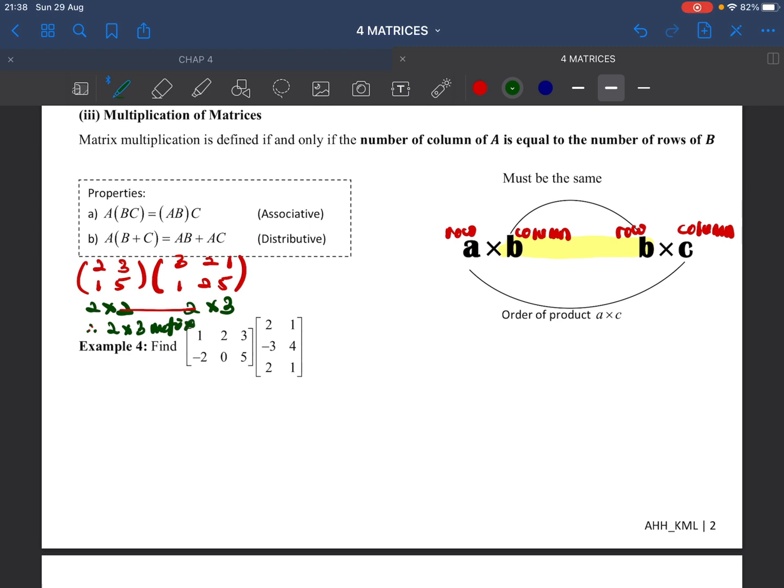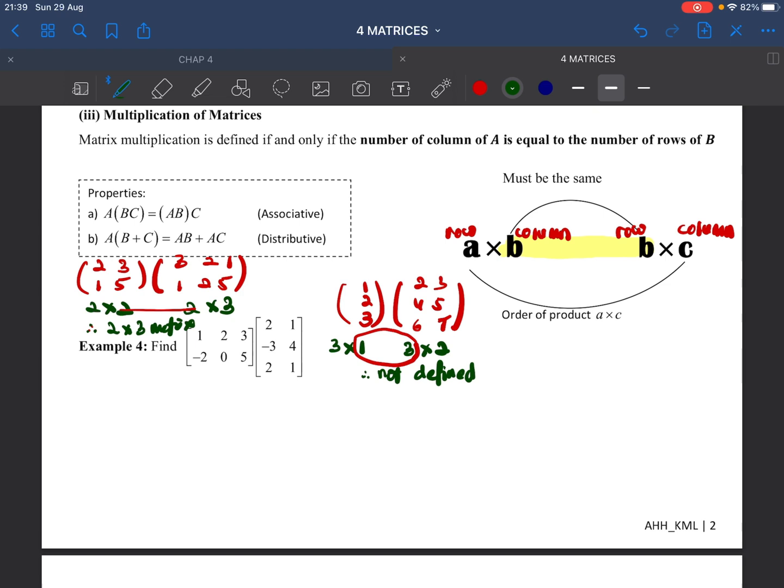Okay, but let's see if we have 1, 2, 3 times by 2, 3, 4, 5, 6, 7. Let's see if this is a 3 by 1 matrix. This is a 3 by 2 matrix. Okay, kalau tengok dekat tengah ni tak sama. Okay, 1 dengan 3. So the answer would be not defined lah. Okay, not defined. So for multiplication, you have to make sure yang di tengah tu, kita punya row dengan column yang di tengah tu mesti kena sama.